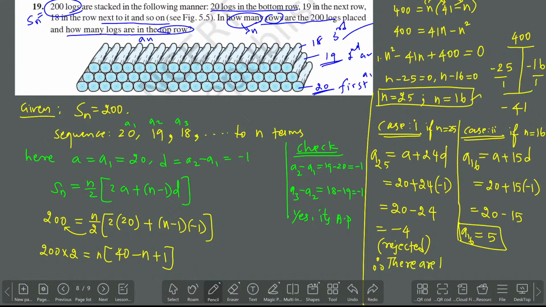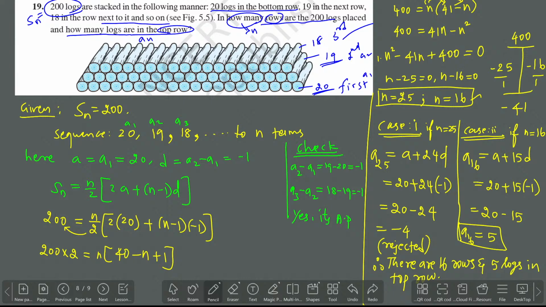There are 16 rows and 5 logs in the top row. That's it, children. Is it understood? There are 16 rows and 5 logs are there in the top row. Like that we should write, 5 logs in the top row. Okay, not a problem, you complete. Is it okay, children? It's very important.